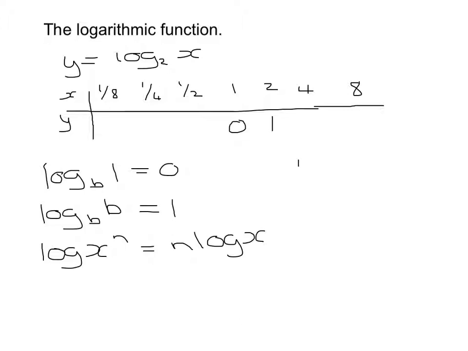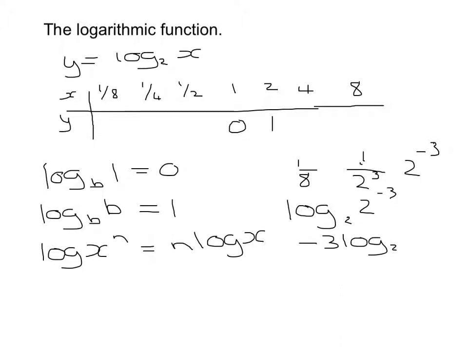So if we look at 1/8, 1/8 is the same as 1 over 2 cubed, which is the same as 2 to the negative 3. So log to the base 2 of 1/8 is the same as log to the base 2 of 2 to the negative 3, which is negative 3 log to the base 2 of 2. Now we know log to the base 2 of 2 is 1, so that makes negative 3. So we can put that there.